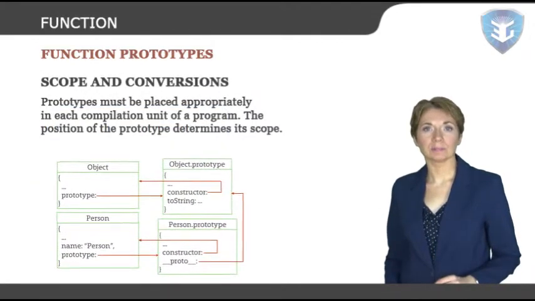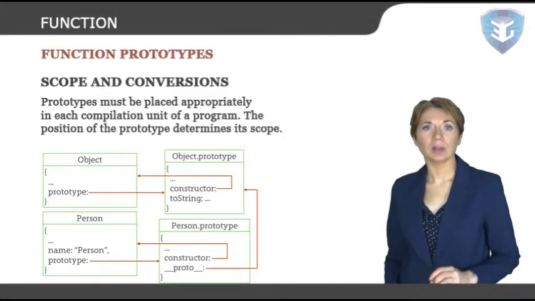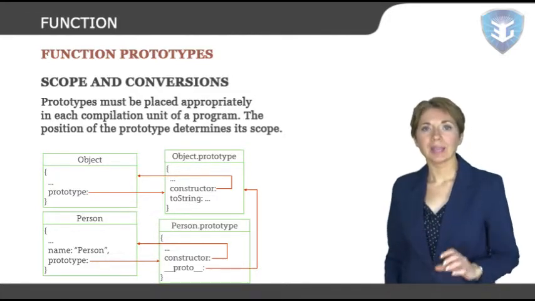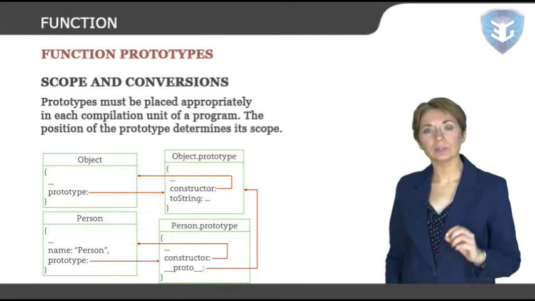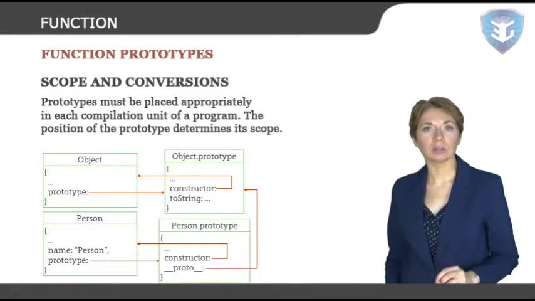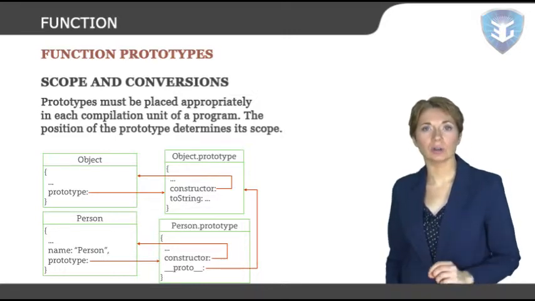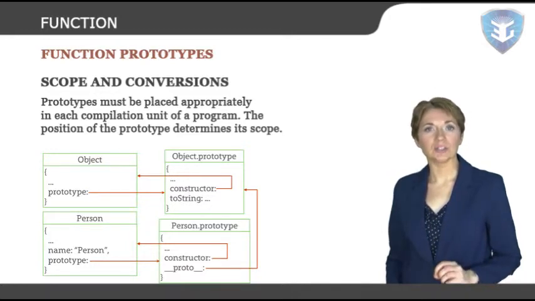Scope and conversions. Prototypes must be placed appropriately in each compilation unit of a program. The position of the prototype determines its scope. A function prototype, like any function declaration, is considered within the scope of a corresponding function call only if the prototype is specified within the same block as the function call, any enclosing block, or at the outermost level of the source file. The compiler checks all function definitions, declarations, and calls from the position of the prototype to the end of its scope.